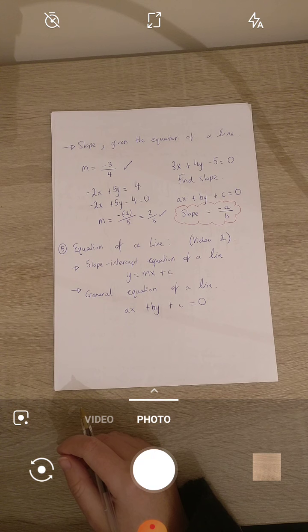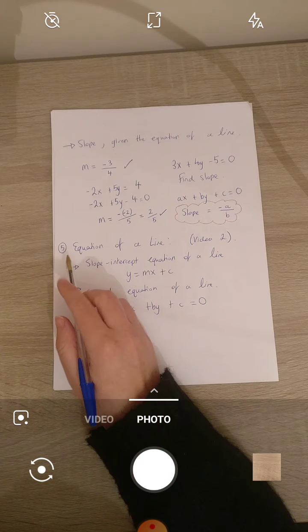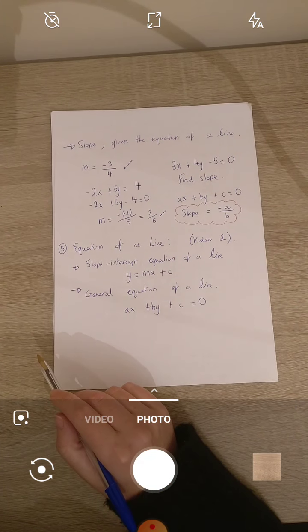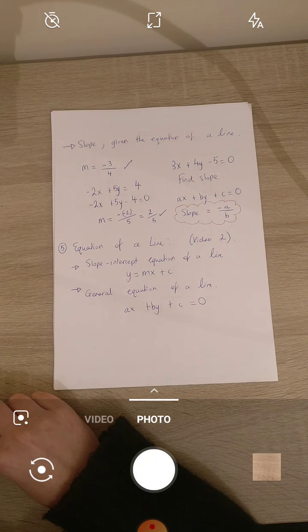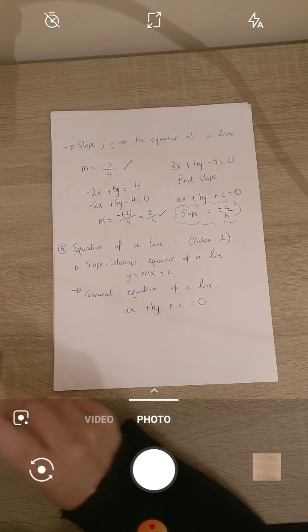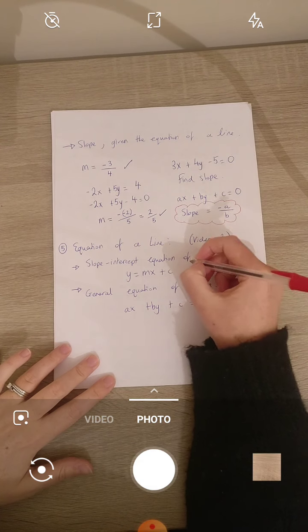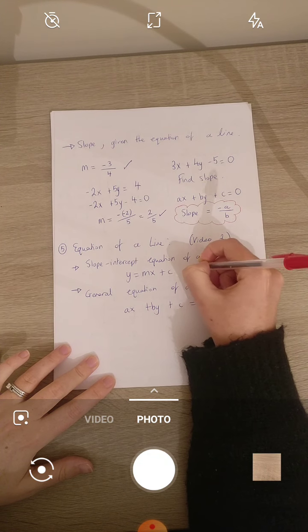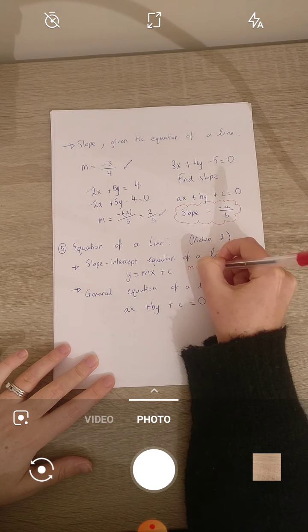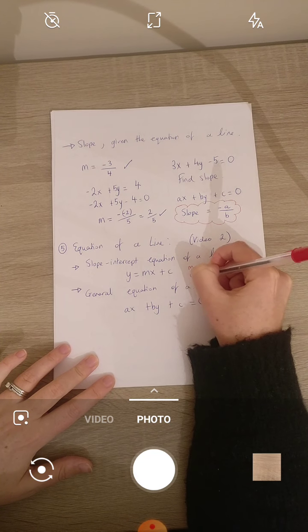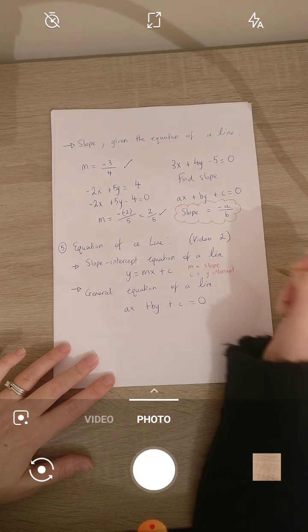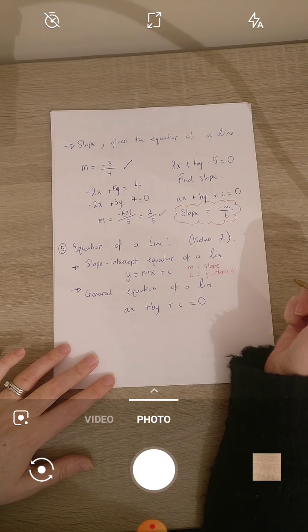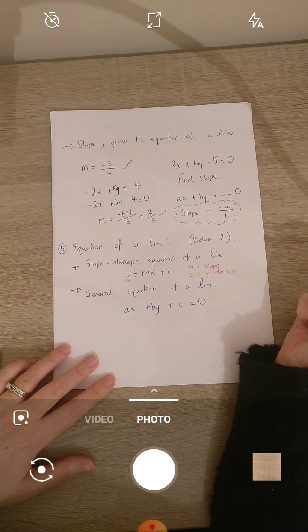So a couple of things. The fifth part of this section is the equation of the line. Now there's different ways you can write the equation of the line. So the first way is writing it in the form y equals mx plus c. M, remember, is our slope, and c is the y-intercept. And y-intercept is where the line actually crosses the y-axis.